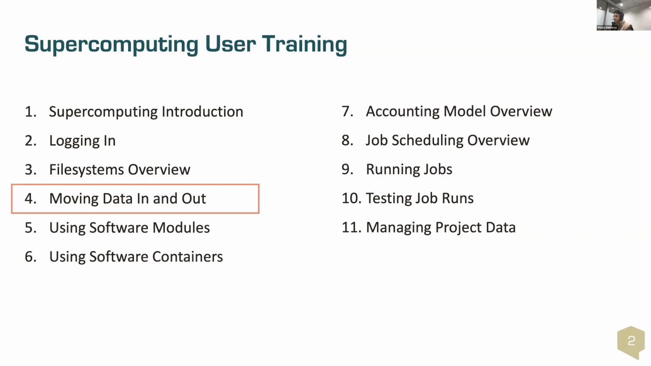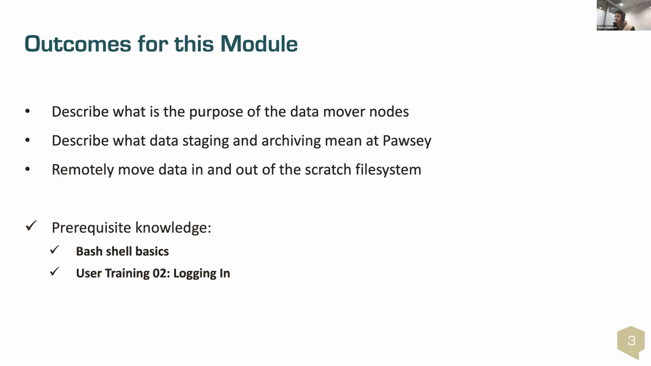Moving data in and out of Pawsey. There are two modules on moving data. One is this module 4, and the other one is module 11. Module 11 is more related to the use of Acacia, and this one is with the use of the data mover nodes and using Linux commands to directly put things on Setonix.